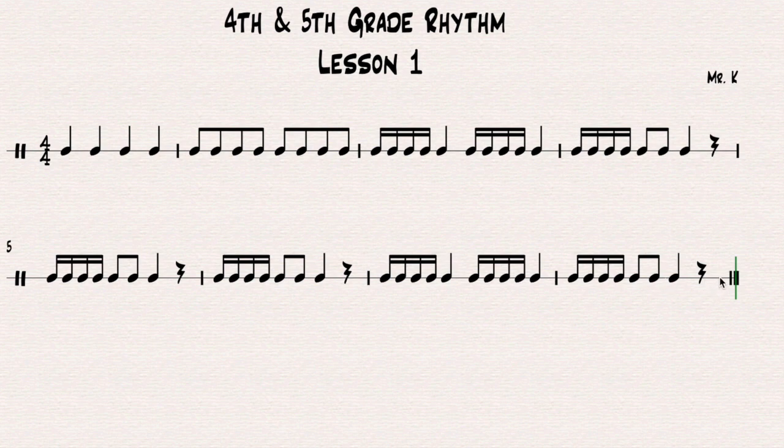Perform all 8 measures. Ready, 2, 3, count. 1, 2, 3, 4. 1 and 2 and 3 and 4 and 1 E and a 2, 3 E and a 4, 1 E and a 2 and 3. 1 E and a 2, 3 E and a 4. 1 E and a 2 and 3. Excellent. Let's do that one more time, and then we'll do it with the computer.